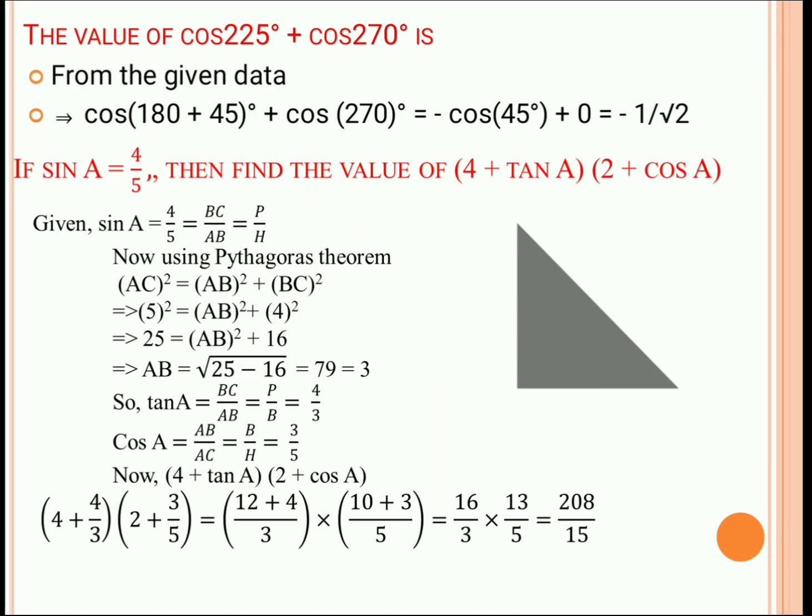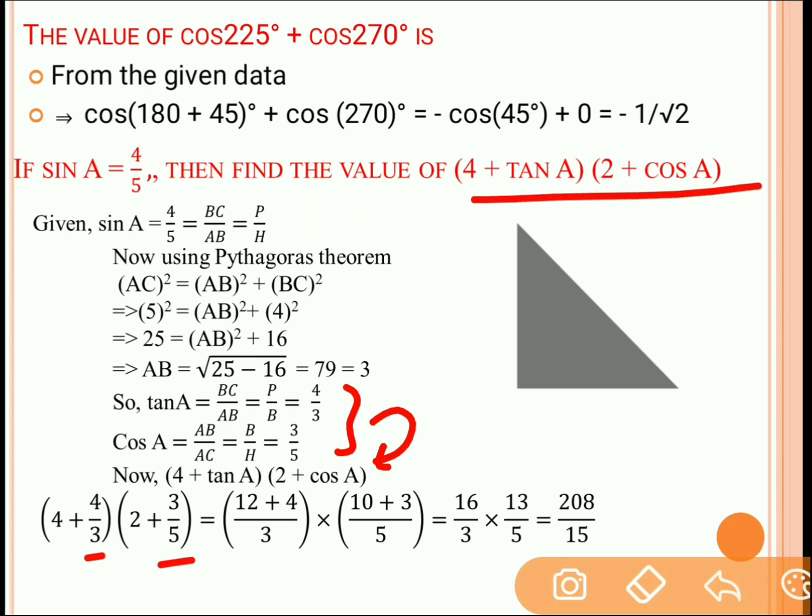So once the value of tan A and cos A is known, we can substitute those two values in the given equation. So 4 plus tan A into 2 plus cos A, substituting the value of tan A and cos A, we can find out the value of the given expression. So the value of the given expression turns out to be 208 by 15.